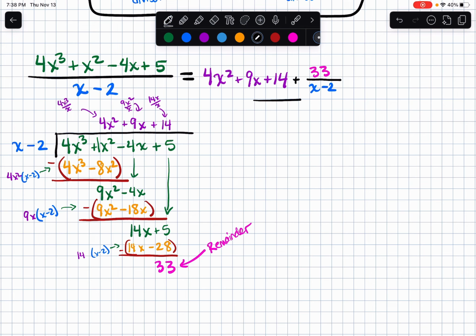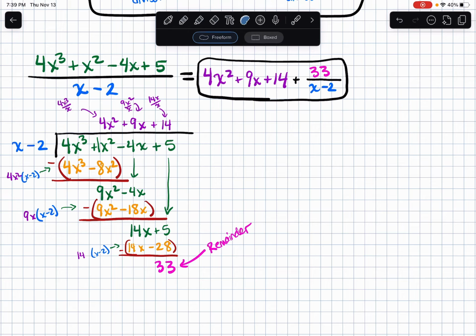So what this means is 4x cubed plus x squared minus 4x plus 5, if I use long division, is equivalent to, once I've divided by x minus 2, 4x squared plus 9x plus 14 plus 33 all over x minus 2. So this is visual number 1. This is using the long division algorithm.